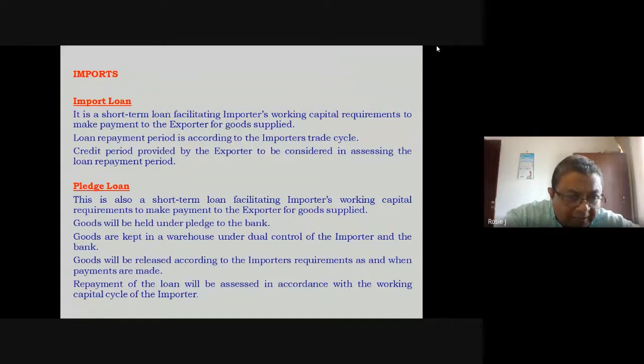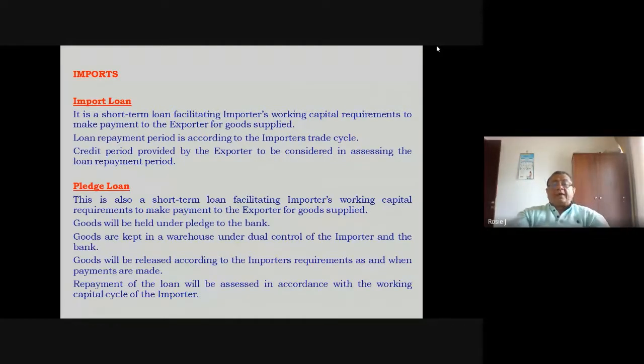So when he makes a payment to that amount, you release the goods, right? He can't get the goods straight away. It's not like an import loan, where the goods are with him and he's free to send anywhere, sell anywhere. Here it's under control. Usually it's in the stores of the importer himself, but locked and all that, dual control. And as and when he makes payment, you release the goods for that amount.